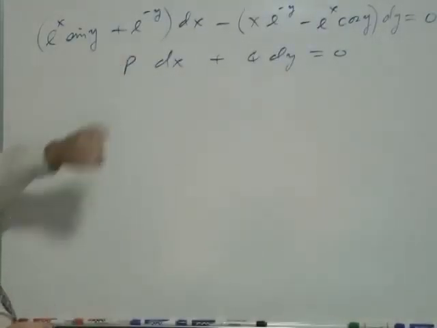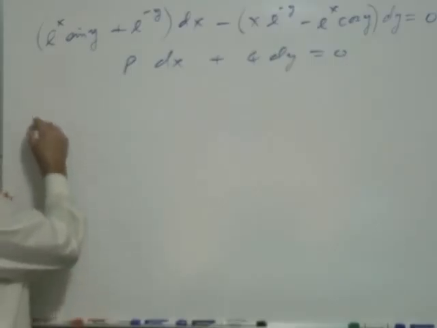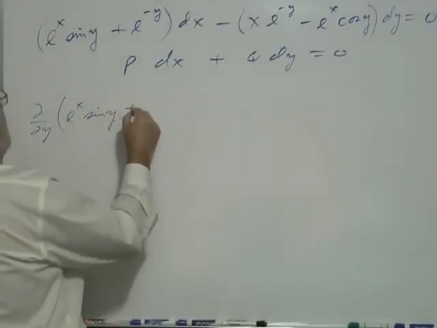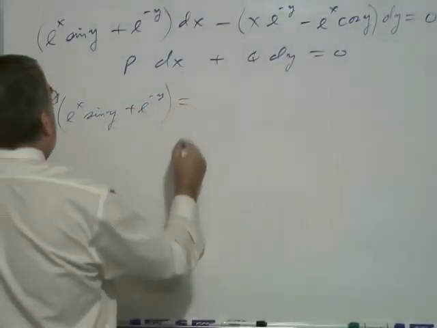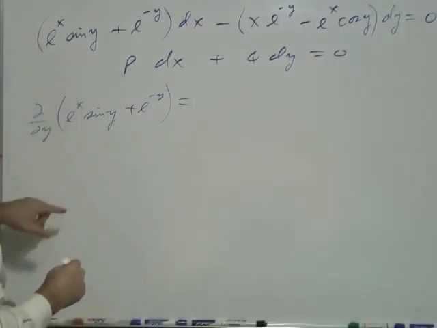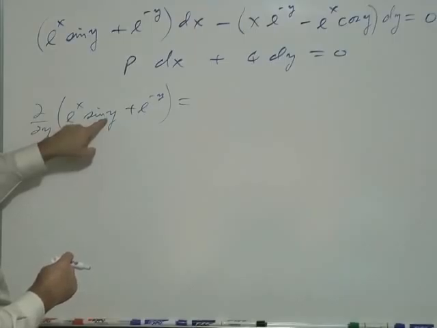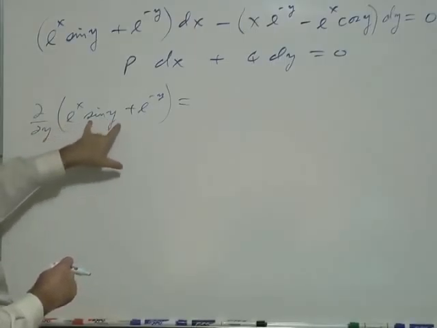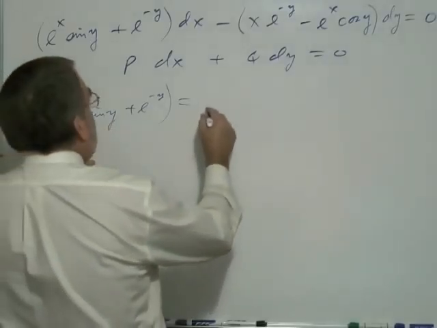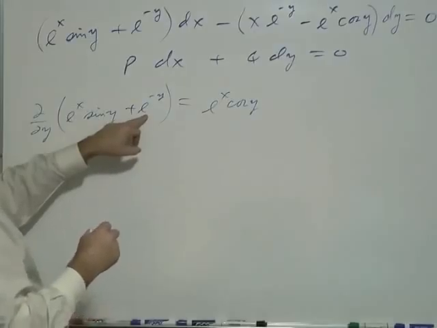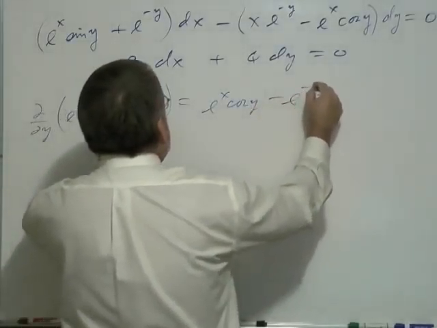First I'm going to take this partial derivative with respect to y. So partial with respect to y of e to the x sine y plus e to the minus y will be, okay, so we're treating x as the constant and y as the variable. So derivative of sine y here is going to be cosine of y, e to the x cosine y, and then minus e to the negative y.